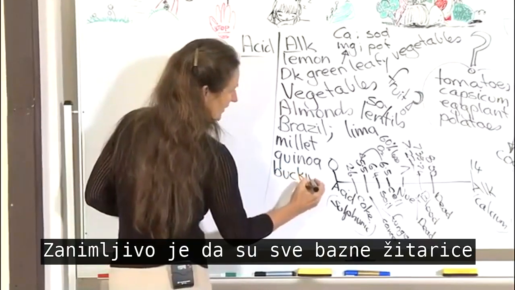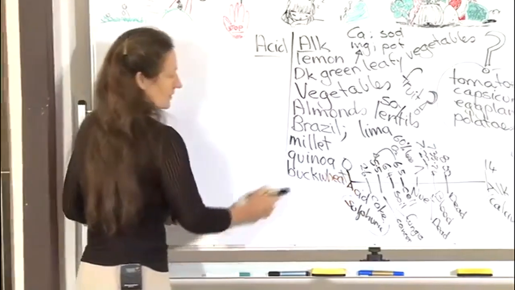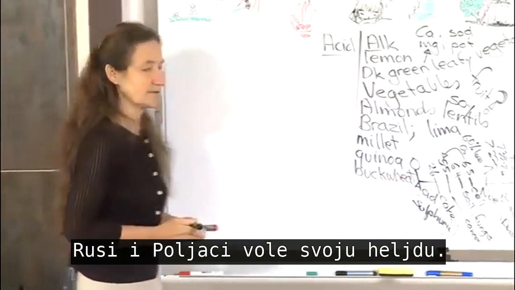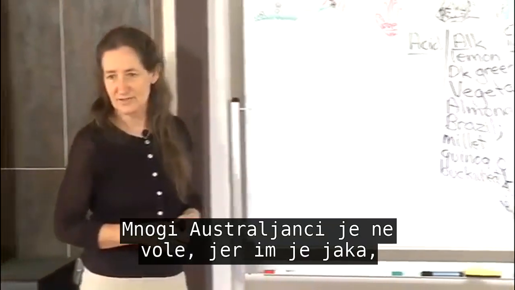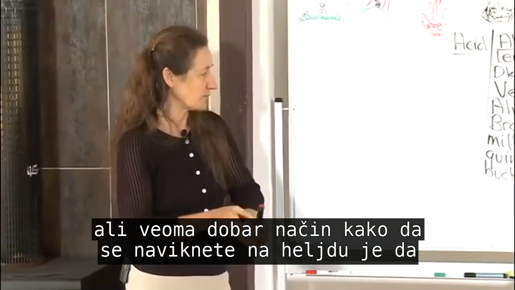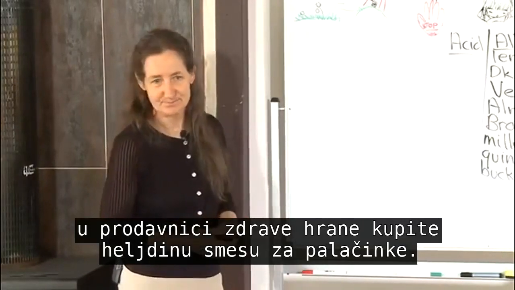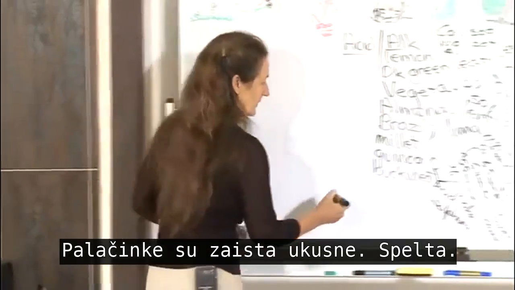It's interesting that your alkaline grains are all your gluten-free grains. The Russians and the Polish love their buckwheat. A lot of Aussies don't because it's a little bit strong, but a very nice way to get used to buckwheat is to buy buckwheat pancake mix from your health food shop. Makes a nice pancake. Spelt.